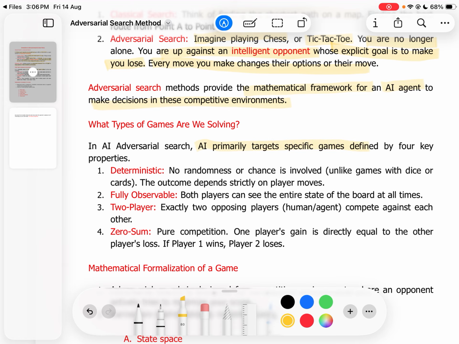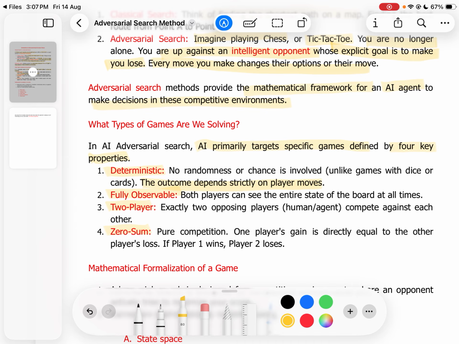Adversarial search primarily targets games defined by four key properties. One is deterministic, second is fully observable, third is two player, fourth is zero sum. What is deterministic? No randomness or chance is involved. When you roll a dice, you don't know what number is going to come. When you play cards, you don't know what card you will get. That is randomness, so adversarial search is not used for those games. The outcome should depend strictly on player moves, like chess.